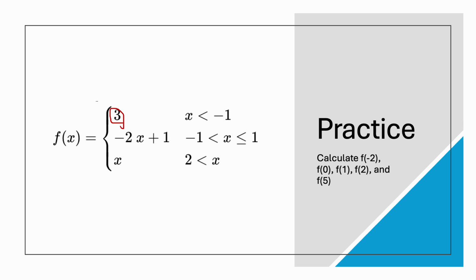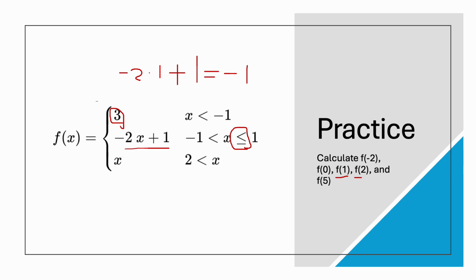F of 0: is 0 less than -1? No. Is 0 in between -1 and 1? Yes, it is. So we're going to use this one. -2 times 0 plus 1, that's going to be 1. So f of 0 is equal to 1. F of 1: is 1 less than -1? No. Is 1 in between -1 and 1? Well, we're including 1 in this range, right? So it is. So we're going to use that. So -2 times 1 plus 1, which is going to be equal to -2 plus 1, which is -1.